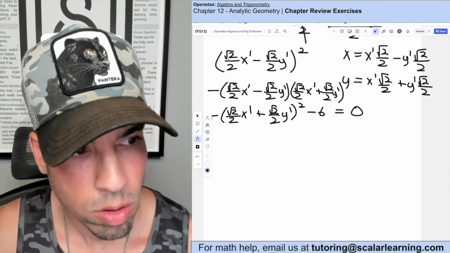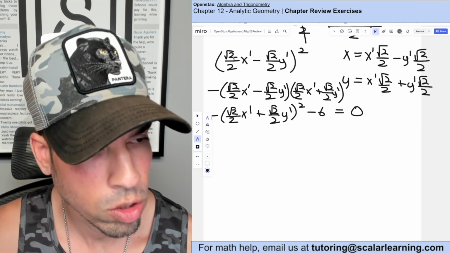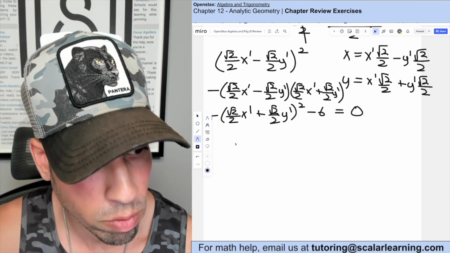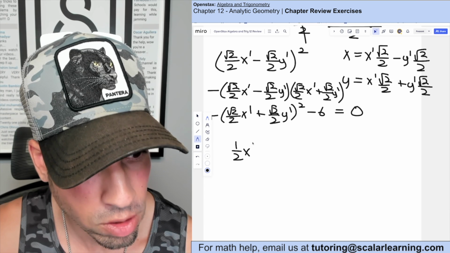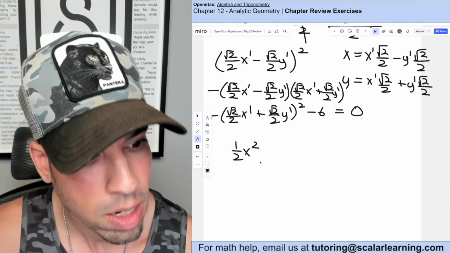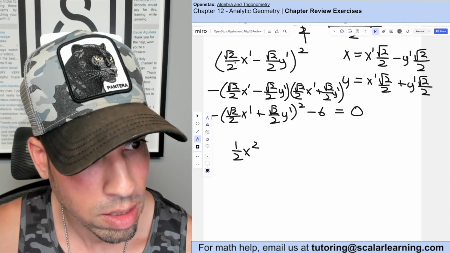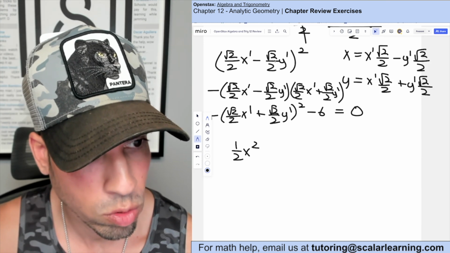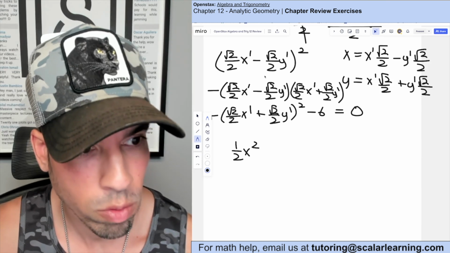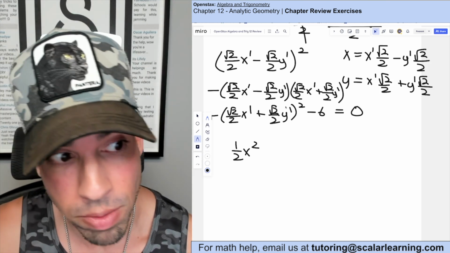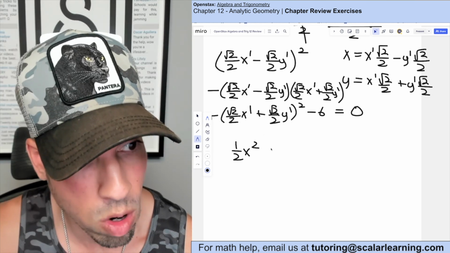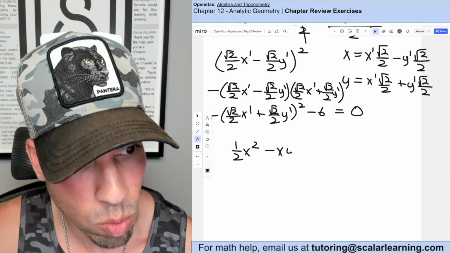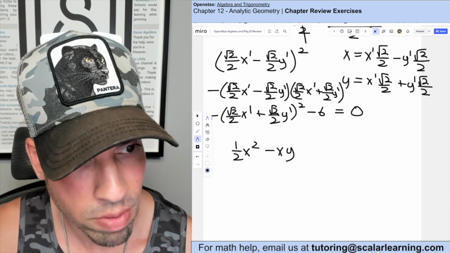Now we're going to do a little foiling of this binomial. So this binomial times itself, we're going to get rad 2 over 2 times itself, which is 2 over 4, or 1/2 x squared. I'll put the primes back on at the end. Then it's this times this, doubled. So rad 2 over 2 times itself is again 2 over 4, or 1/2, and doubled is just 1. And then that's going to be negative 1xy, and then plus this value squared right here, right?